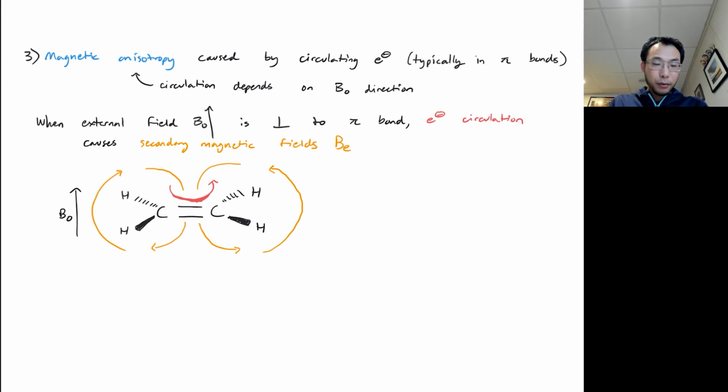So what we're looking for then is, what is the secondary magnetic field doing to the nuclei that it's impacting. Let's look at these two hydrogens out here.